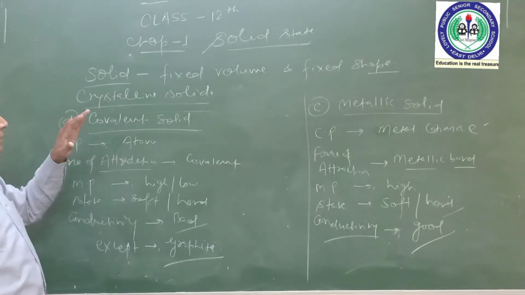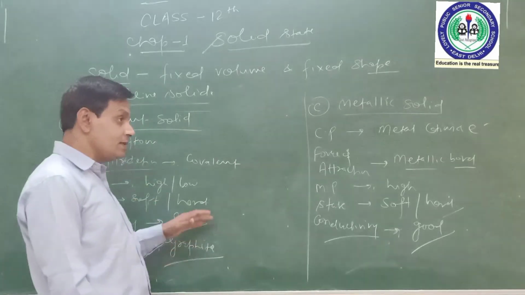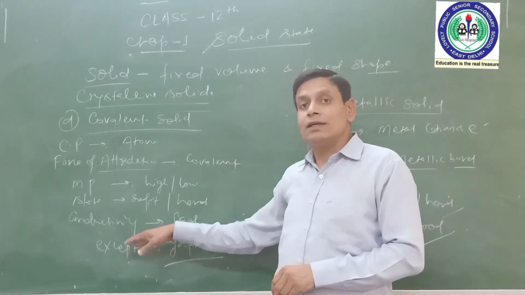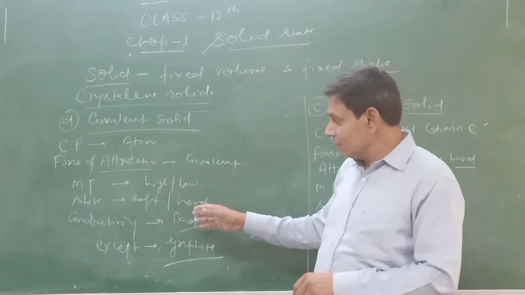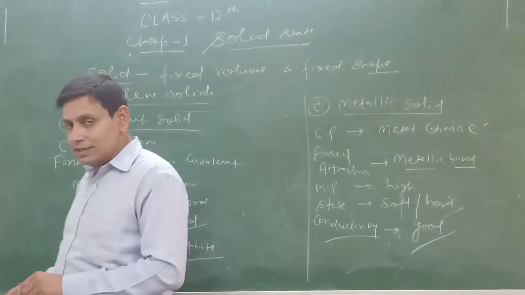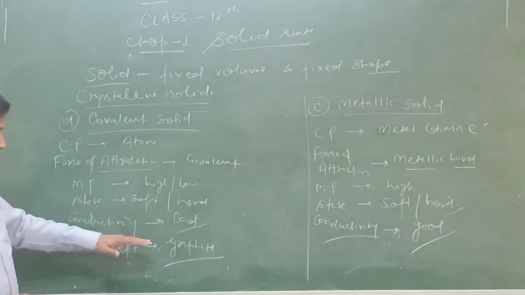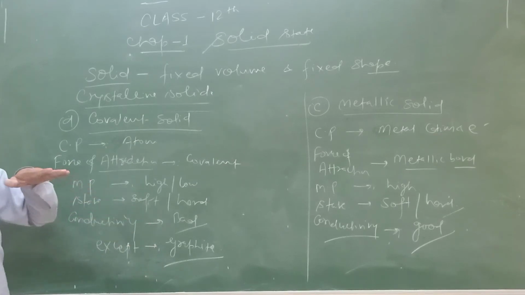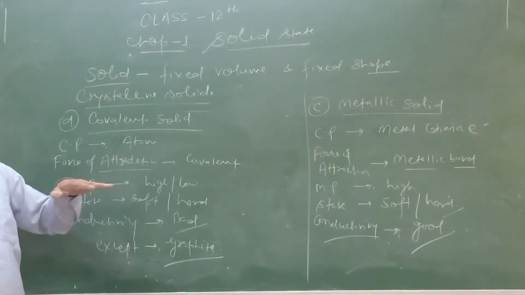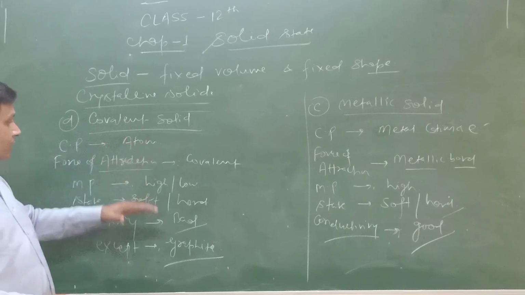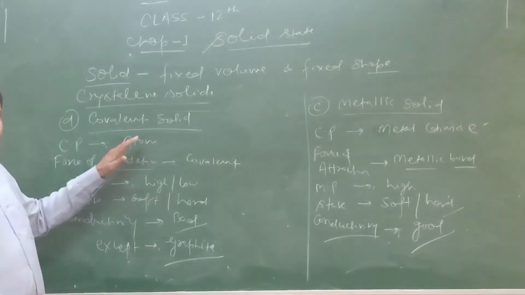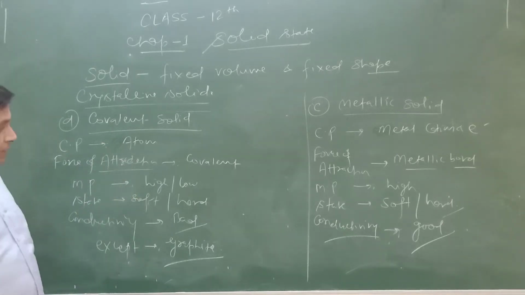Graphite, being a covalent solid, despite that, is a good conductor of electricity, but the reason for that conductivity is different. There is no free electron in that, but in case of graphite, as you already studied in the 11th class, the layers of carbon slip and conduct electricity. That's why this is a good conductor. Otherwise, all the rest of the covalent solids are bad conductors.